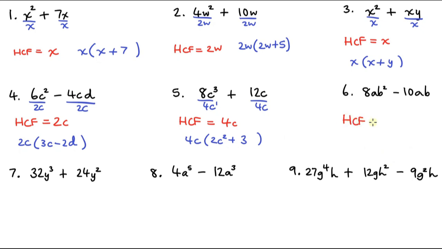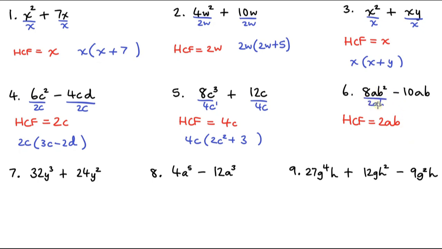So the highest common factor of 8 and 10 is going to be 2. The highest common factor of a and a, well, that's just going to be a. And the highest common factor of b squared and b is b. So we can factor out a 2ab this time.